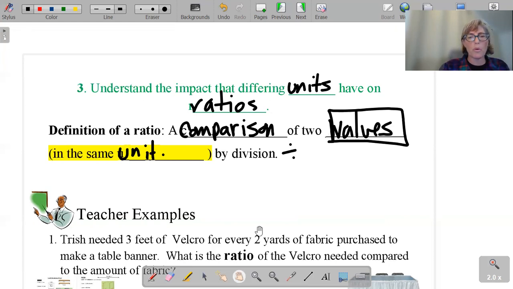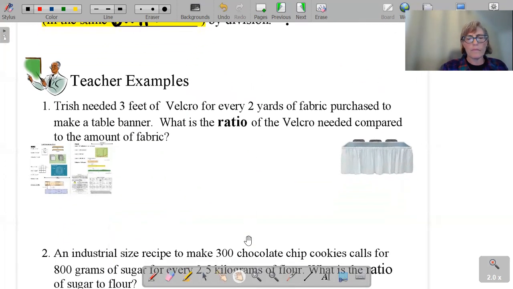I'm going to do a couple examples here with you. I'd really like you to put your finger right there where it says Trish, and you're going to read out loud with me. Please read. Trish needed 3 feet of Velcro for every 2 yards of fabric purchased to make a table banner. What is the ratio of Velcro needed compared to the amount of fabric? Okay, so what's going on is that Trish is buying strips of Velcro in order to Velcro a fabric table runner.